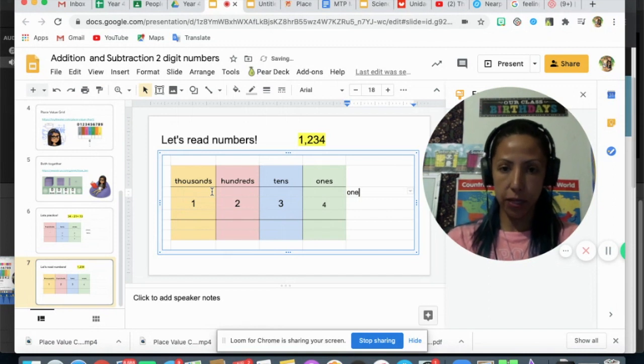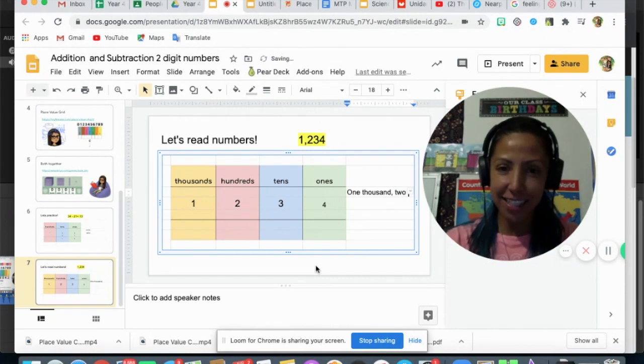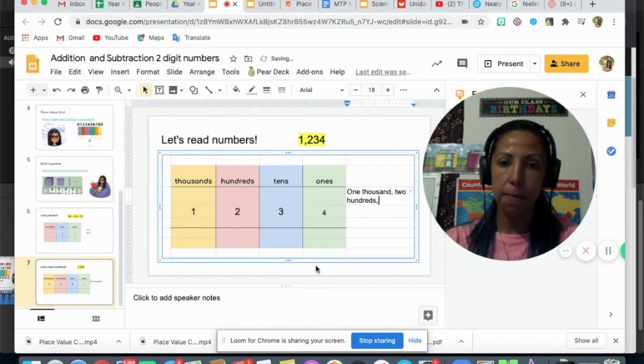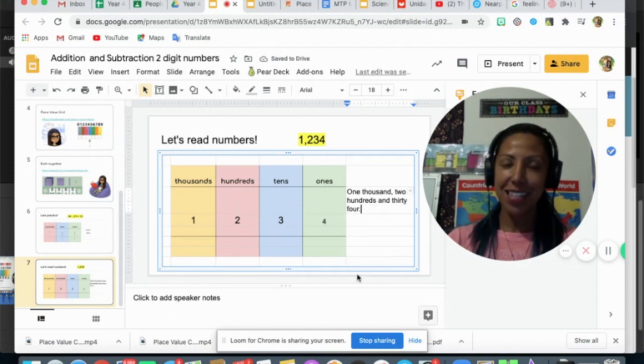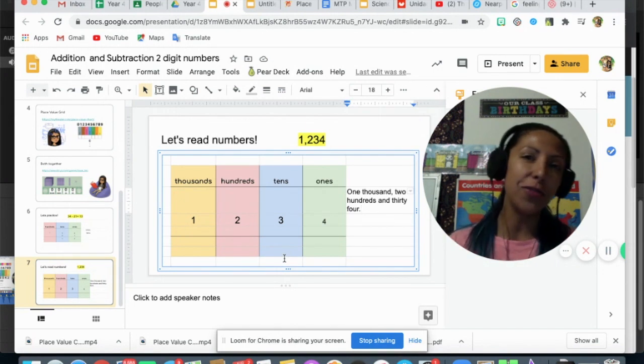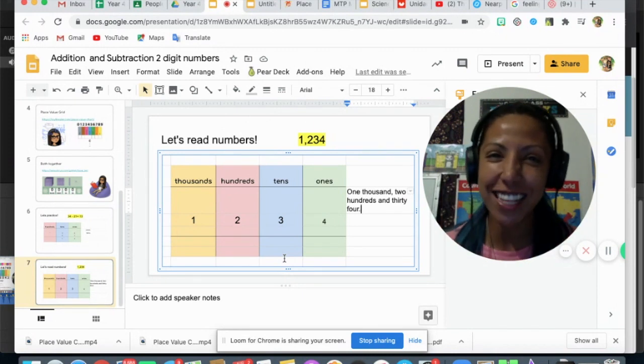1,000. We can write the number now. 1,000, comma, 200, no comma, and so on, 34. If you need help, you can make your own grid. If you don't need help, please start writing down the numbers that you are about to see. I hope you enjoy this activity.